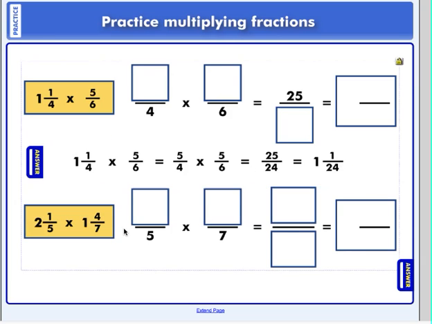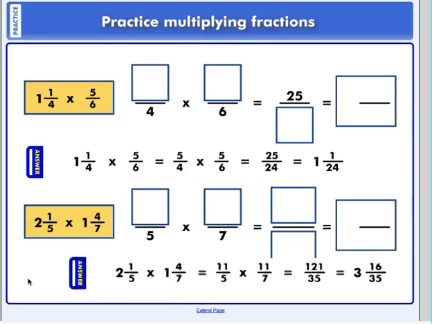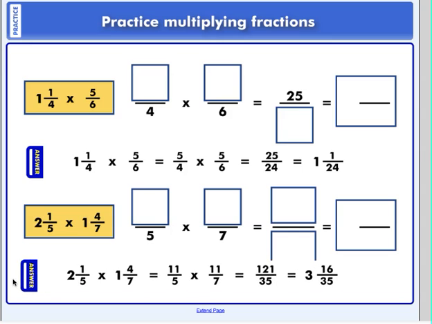In our second problem, we've got two mixed numbers. They both need to be changed to improper fractions before you can apply the multiplication algorithm. So 2 and 1/5 becomes 11/5. 1 4/7 becomes 11/7. Then you can multiply. 11 times 11 is 121. 5 times 7 is 35. 35 goes into 121 3 whole times with 16 left over. So you get 3 and 16/35. If you got that answer correct, give yourself a nice big pat on the back.